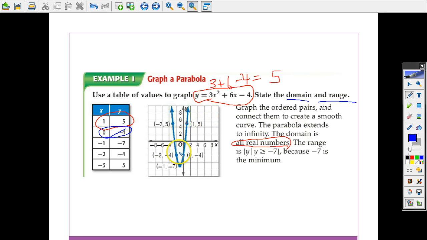Now range, you see y is getting higher and higher and higher, and it can get as high as it can. But then when you look down here, the minimum for y is at this point, which is negative 7 right here. So y is greater or equal to negative 7. Okay, it can't be anything less than that. So the range has a limit. Domain is all real numbers, and the range is greater or equal to negative 7.